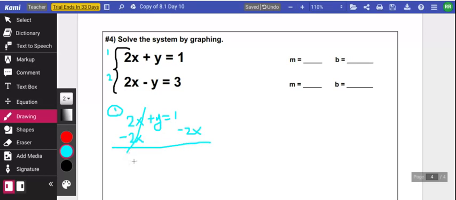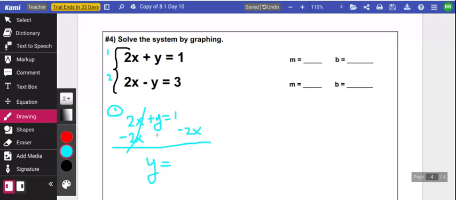So those x terms cancel, right? 2x minus 2x cancels. So right here is a positive y, so I'm going to put y equals. Now, do you see how I subtracted 2x from both sides? And so I put that minus sign. That is very, very important.